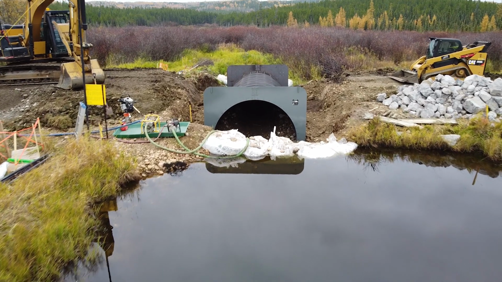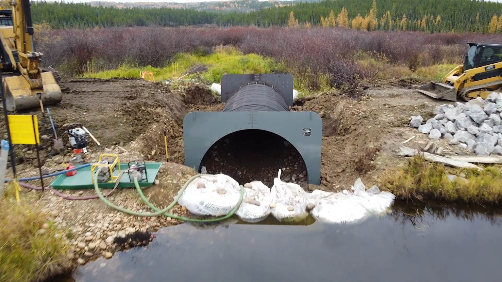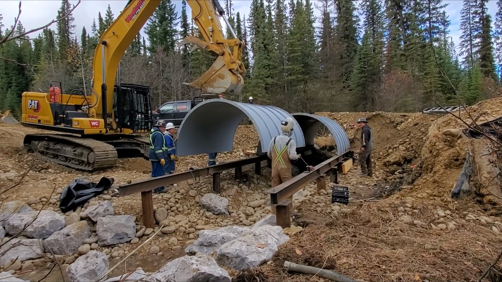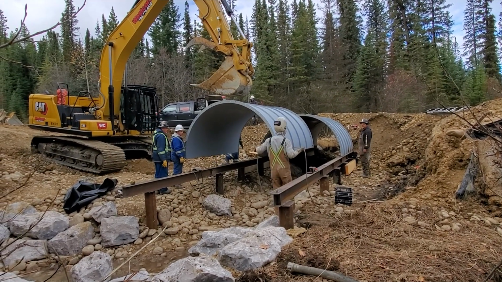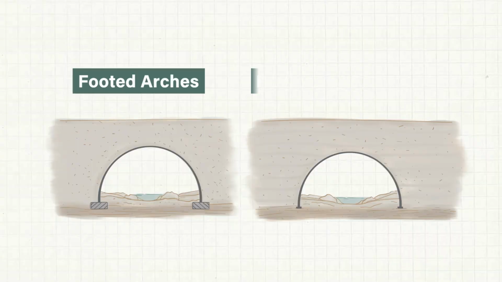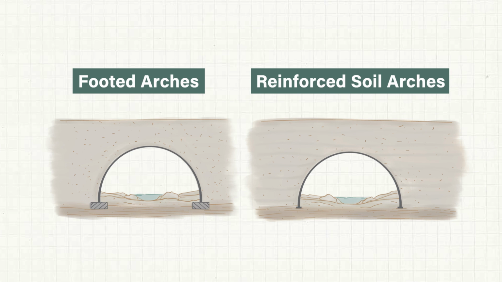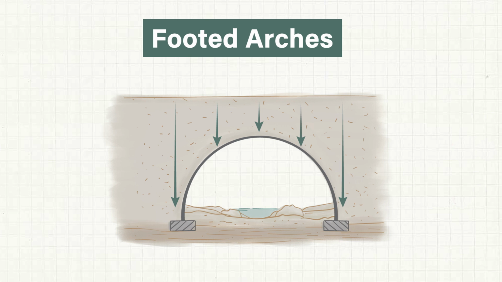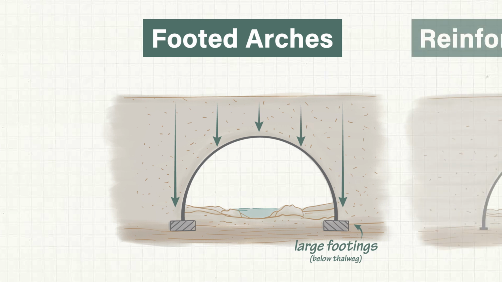Arches can be constructed from various types of materials, such as steel, high-density plastic, or precast concrete, and sit on footings. There are two main types of arches: footed arches and reinforced soil arches, also called GSRAs. Footed arches have a large concentration of weight on the arch structure, and this requires engineered footings to prevent scouring from occurring and to prevent the arch from sinking or slumping.